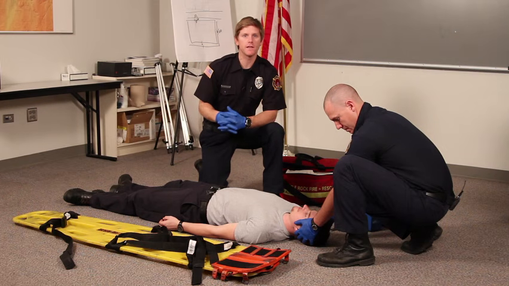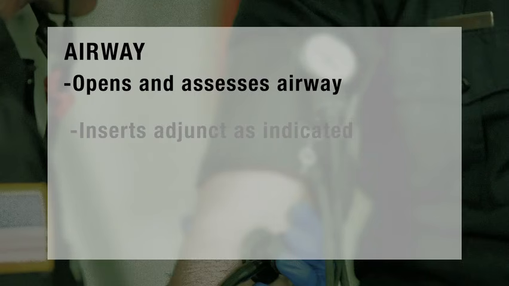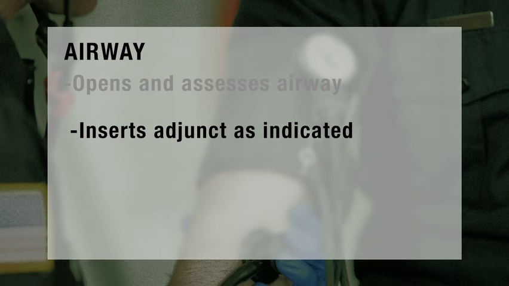Moving on to the airway, breathing, and circulation portion is next. Airway, you're given 2 points. Assessing the airway, opening the airway, making sure it's patent is 1 point. The second point is inserting any adjuncts as necessary.